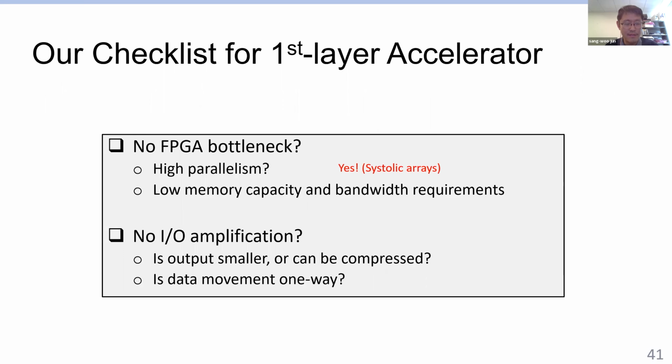This is different across models. We are still discovering, but yes, we have high parallelism because of systolic arrays. We have low memory capacity and bandwidth requirements because we're actually hard coding weights into the circuit itself. The problem here that we're trying to work on right now is: is there no I/O amplification? And this is a definitive maybe, because the feature map size of the first layer output as opposed to the last convolution layer output may actually be larger than the input.